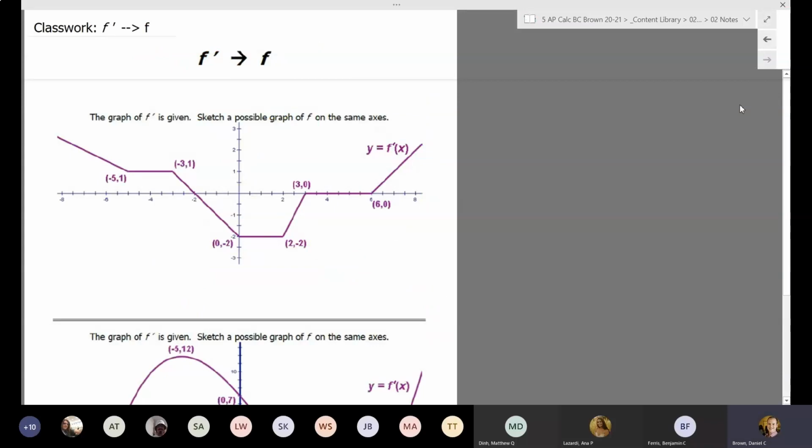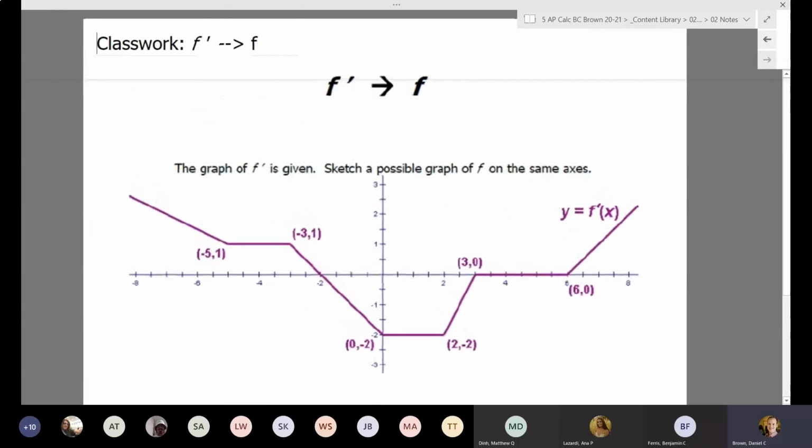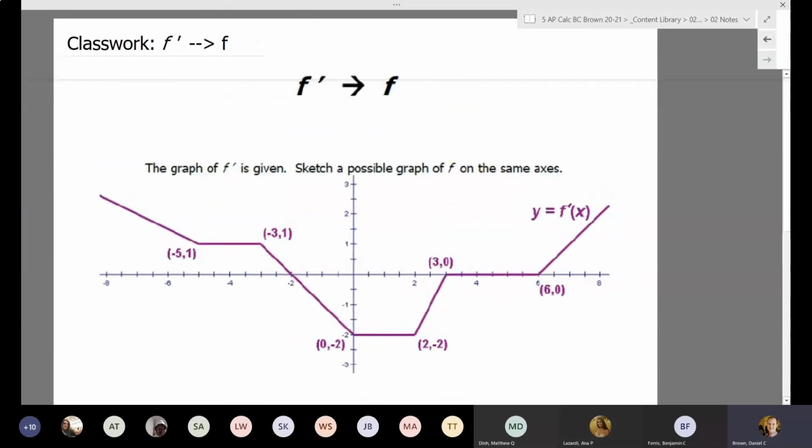And for these, we are going backwards. So if you look at it, I wrote it out a little bit differently, but we are going from f prime to f. So yes, these are the same graphs, but this time we're looking at f prime, and we want to draw the f that we see. And so we do have to approach it a little bit differently.